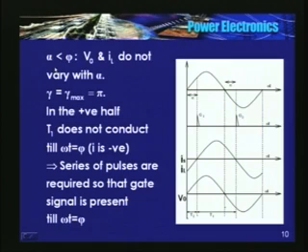Now what happens if alpha is less than phi? Okay. If alpha is less than phi, V naught and IL do not vary with alpha. In the positive half, you might have triggered T1 at alpha, and alpha is less than the power factor angle. Current is negative and cuts the 0 axis at phi.